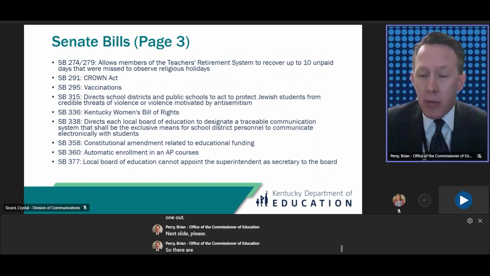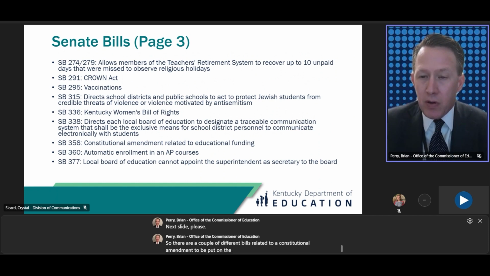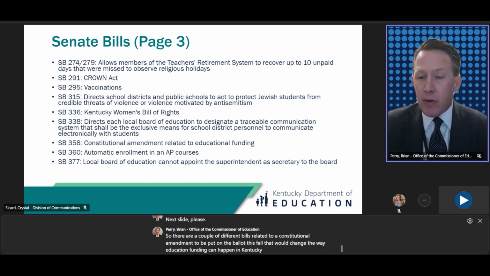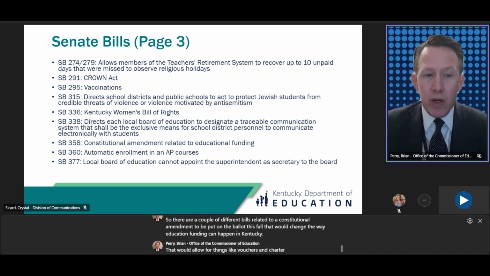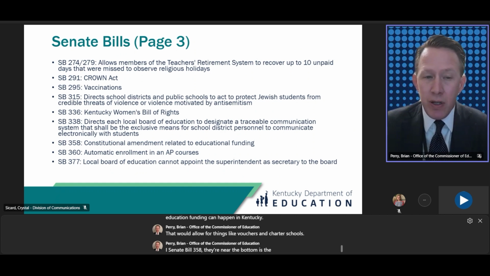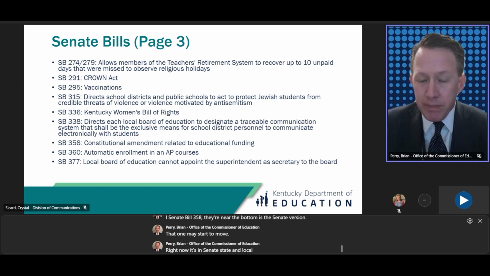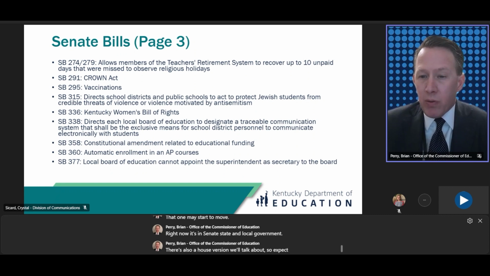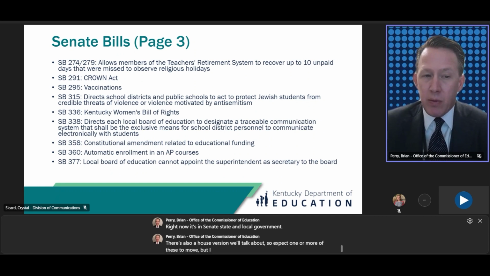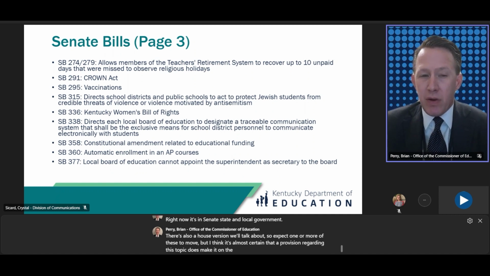So there are a couple of different bills related to a constitutional amendment to be put on the ballot this fall that would change the way education funding can happen in Kentucky. That would allow for things like vouchers and charter schools. Senate Bill 358 there near the bottom is the Senate version. That one may start to move. Right now it's in Senate, state, and local government. There's also a House version we'll talk about. So expect one or more of these to move, but I think it's almost certain that a provision regarding this topic does make it on the ballot this fall.